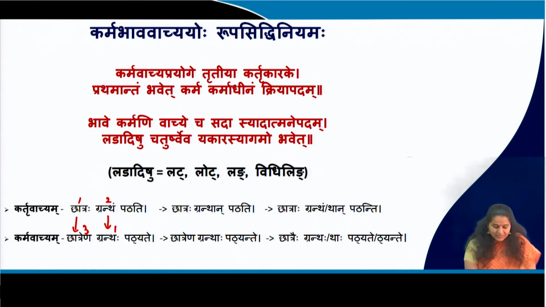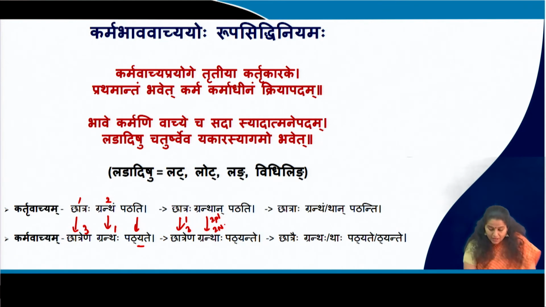Astu, tari chhatraha grantham pathati. Tell me: chhatrena grantha pathyate. Uttamam. Next. Chhatraha granthan pathati. So, one student reading many books. What happens if you do it in the karma vachyam? So, chhatraha becomes chhatrena, tritiya. So, 1 becomes 3, and 2, okay, so this is 2 plural, becomes 2 nominative, or the prathama vibhakti.